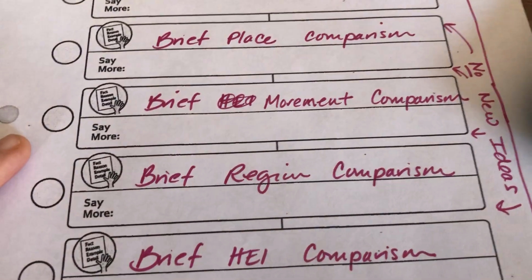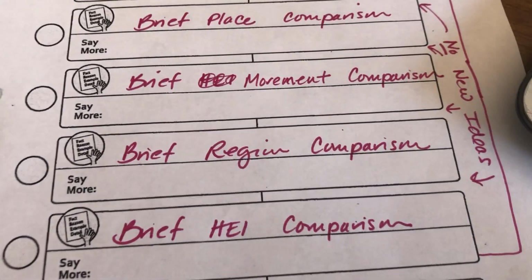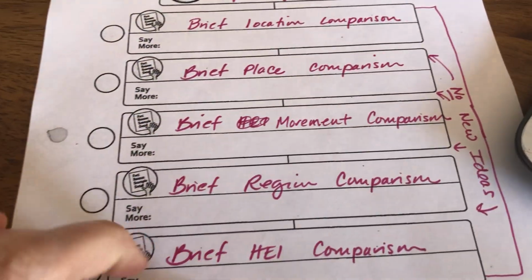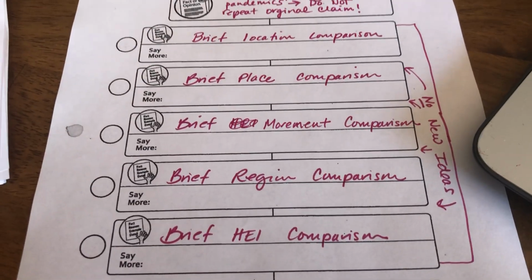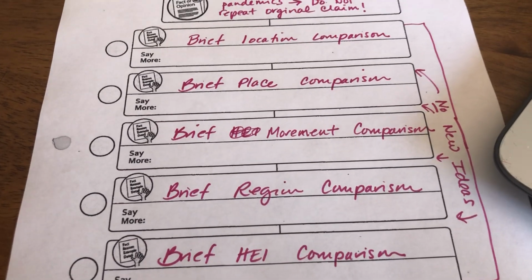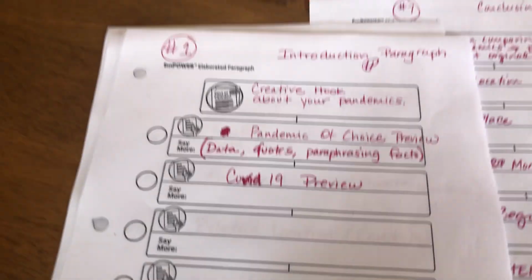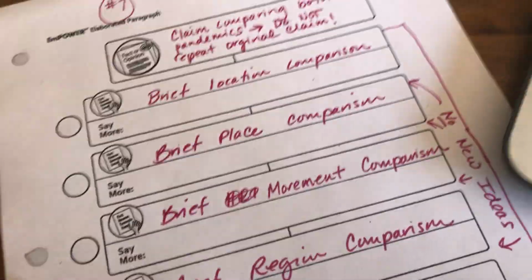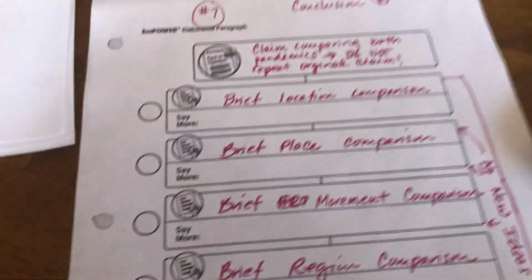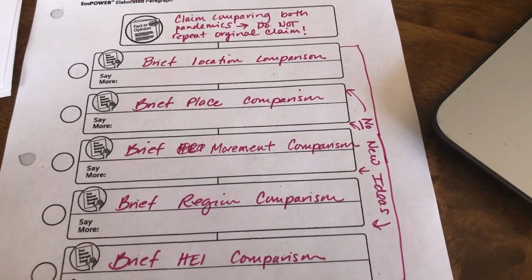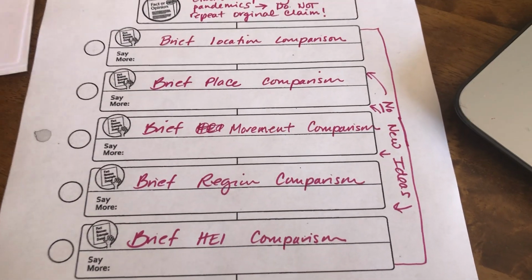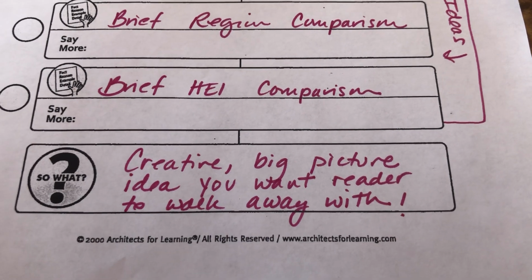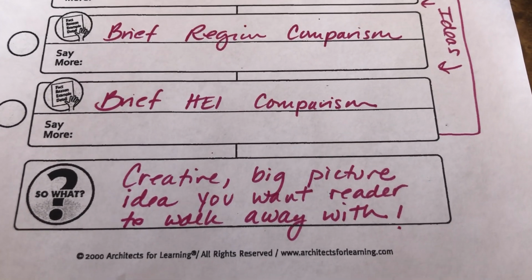Brief movement comparison, brief region comparison, brief HEI comparison. So again, please, these are just one single idea thinking here, okay? It doesn't have to be very complex. You are just kind of rephrasing what you already said in all your other paragraph templates 1 through 6, okay? Again, there can be no new ideas. So anything you're including in your conclusion cannot be new. You must have stated it somewhere else in your paper. And then this is the last idea you're leaving the reader with. This is your creative big picture idea that you want your reader to walk away with.